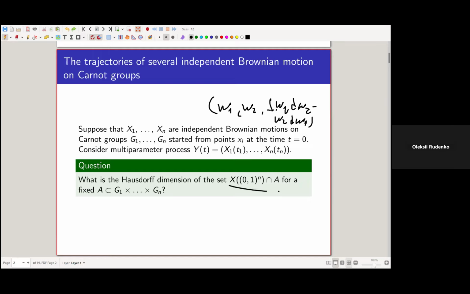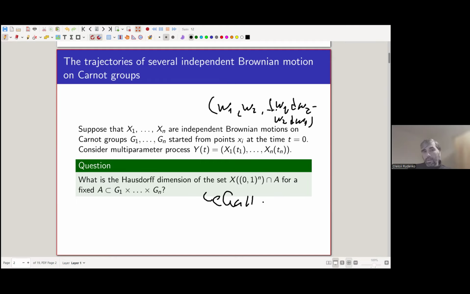This was only considered in rare cases, in particular in a paper of Le Gall, 1988. He considered standard Brownian motion, and the set he considered was basically the set of intersections of these processes. His result was not just the Hausdorff dimension. He found the exact Hausdorff measure of the set.